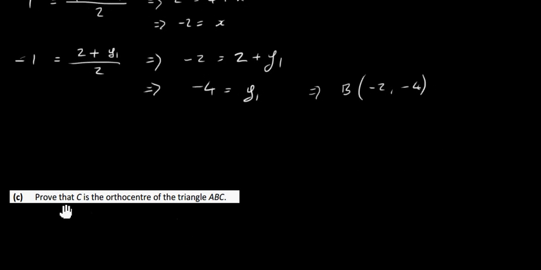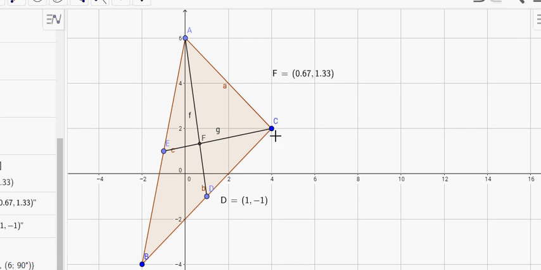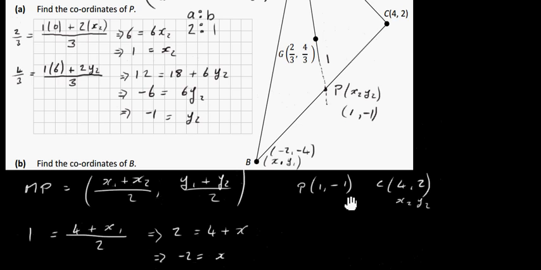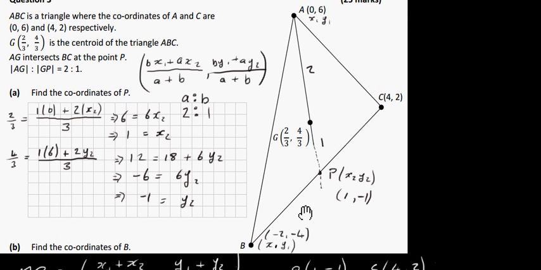The next part of the question involves an orthocenter. So if we look at this here, we've got to prove that C is the orthocenter of the triangle ABC. So in other words, if we go back here, we've got to prove that this point here is the orthocenter of the triangle. Now an orthocenter is just where the altitudes of a triangle meet. So if we go back up here to our triangle, so this is our triangle. So we want to prove that this point here is the orthocenter.